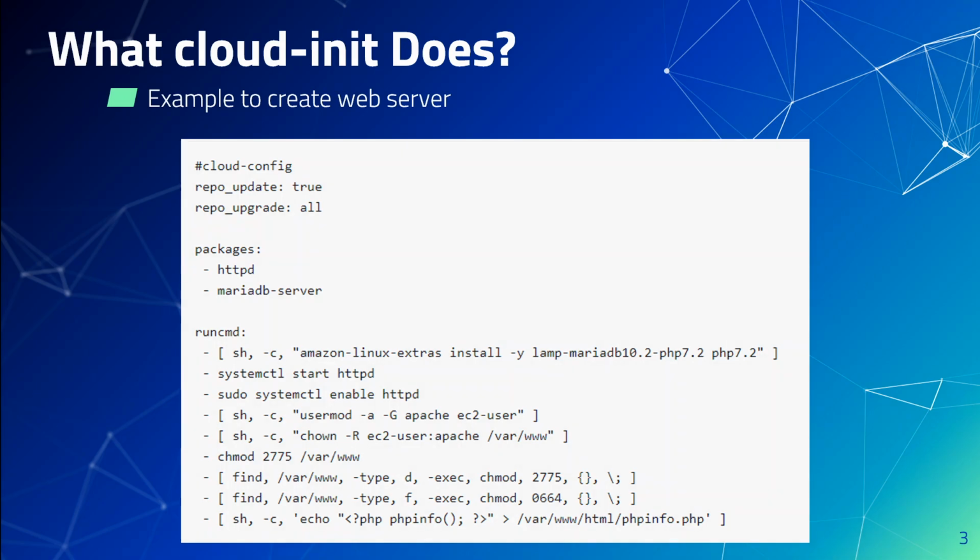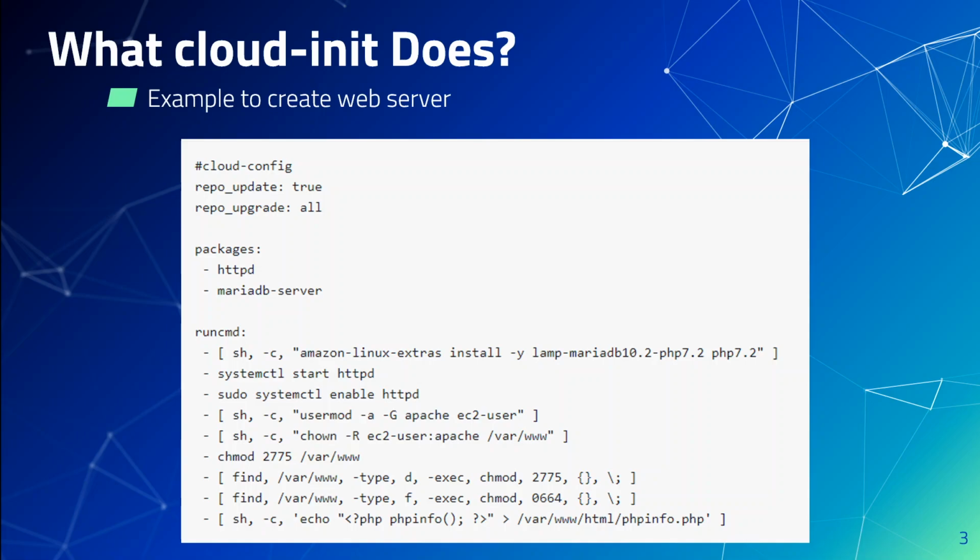In this example, we are using Cloud Config, or Cloud-init directives, to set up a web server on the instance launch or reboot. As you can see, in the first section, this directive is specifying the configuration for the repos, that we need to update and upgrade all the repos. And in Amazon Linux 2023, we use the DNF package manager, and DNF stands for Dandified Yum, which is a successor of Yum, or Yellowdog Updater Modified.